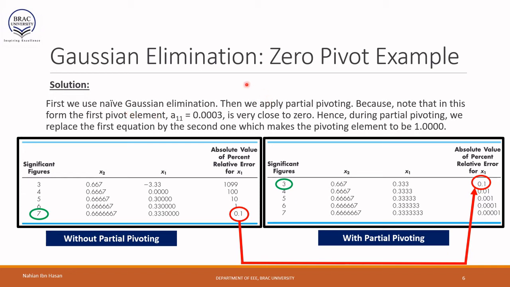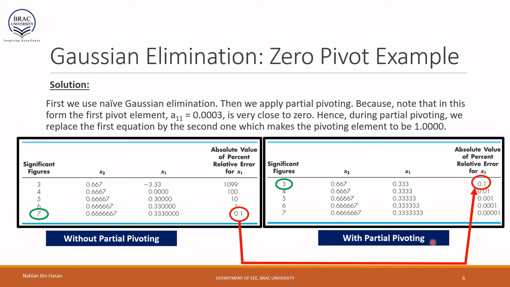That means we are going to find the maximum element in the first column, and we are going to interchange those two equations to make the pivot coefficient a large one. So there are two tables shown here. The left one is without partial pivoting and the right one is with partial pivoting. What are the results? Look at this.